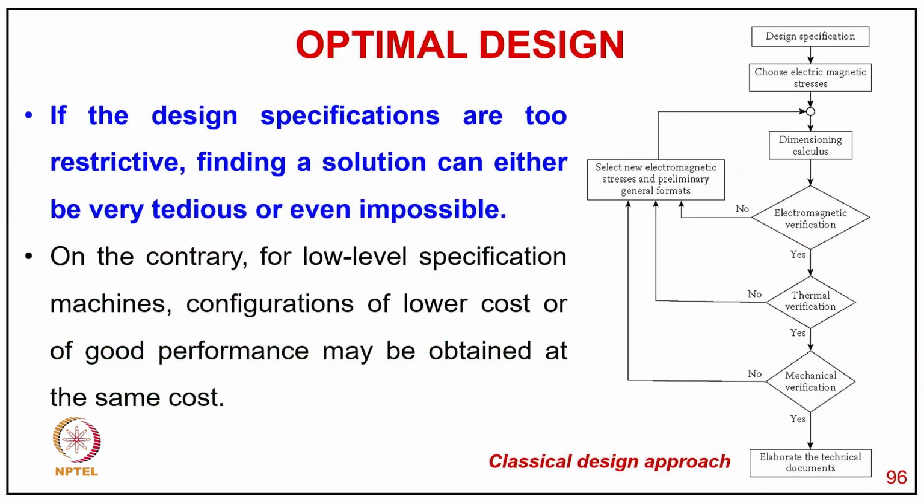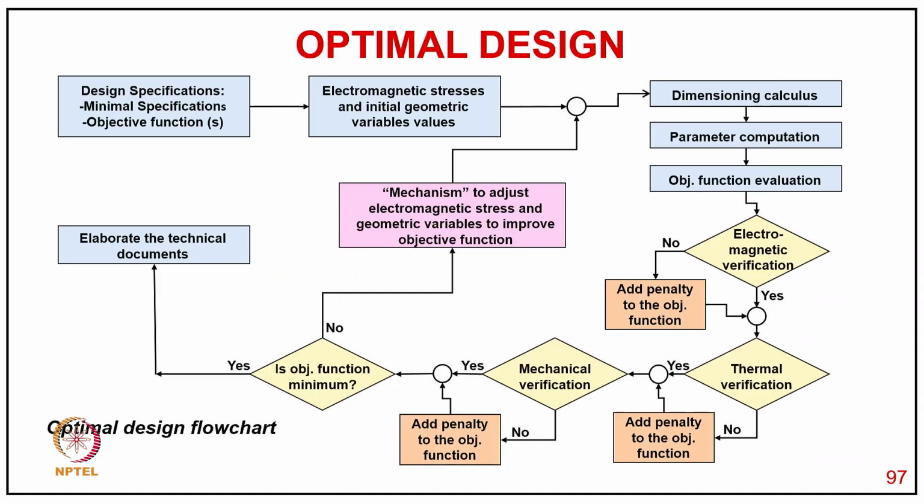Now, if the design specifications are too restrictive, finding a solution can be either very tedious or even almost impossible. On the contrary, for low-level specification machines, configurations of lower cost or good performance may be obtained at the same cost. A typical classical approach may be: starting from the design specification, choose electrical and magnetic stresses, then dimensioning again, with the same kind of process we discussed in the previous slide.